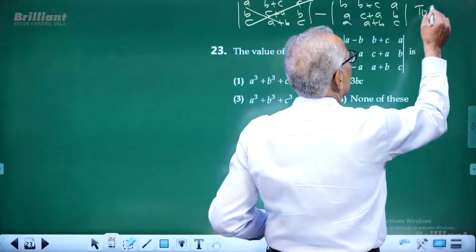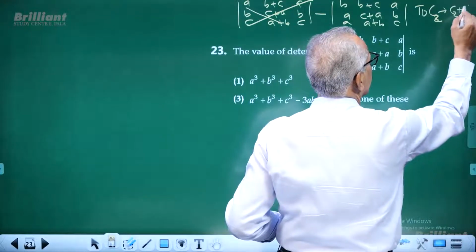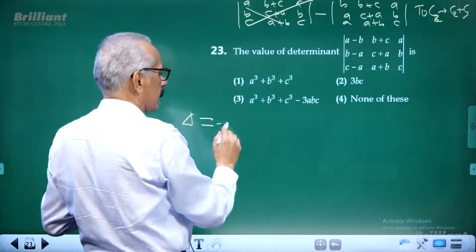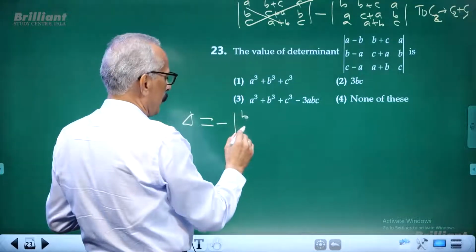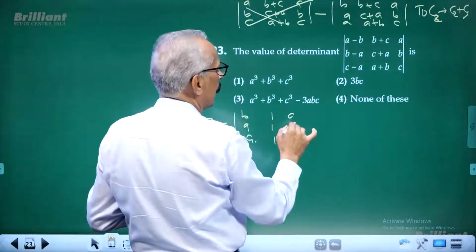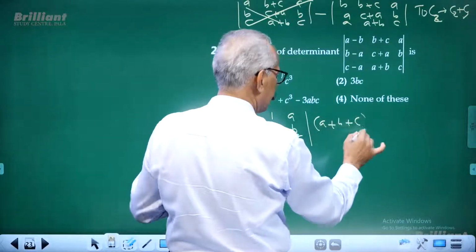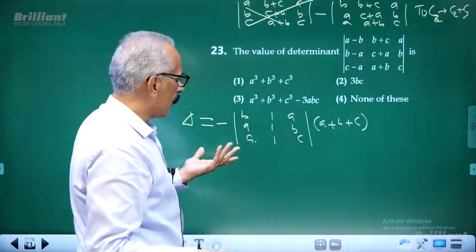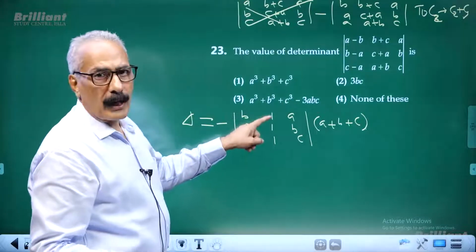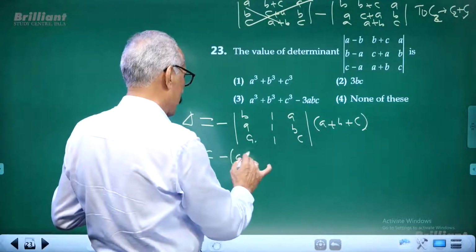ഇനി നമ്മൾ എന്താ പറഞ്ഞേ? To C2 plus C3. അപ്പോൾ ഈ determinant delta will become, this is minus. ഇവിടെ B, A. C2 plus C3 ആകുമ്പോൾ ഇത് 1, 1, 1 ആവും. ഇത് A, B, C ആവും. ഇവിടെ ഇൻറ്റു ആര് വരും? A plus B plus C. ഓക്കെ. ഇനി നിങ്ങൾക്കറിയാതെ സോൾവ് ചെയ്യാൻ. എങ്ങനെയാണ് സോൾവ് ചെയ്യുന്നത്? ഏത് തരത്തിൽ വേണമെങ്കിലും ഈ ടു R1 മൈനസ് R2 അല്ലെങ്കിൽ നിങ്ങൾ എക്സ്പാൻഡ് ചെയ്താൽ മതി. മൈനസ് ഓഫ് A plus B plus C.